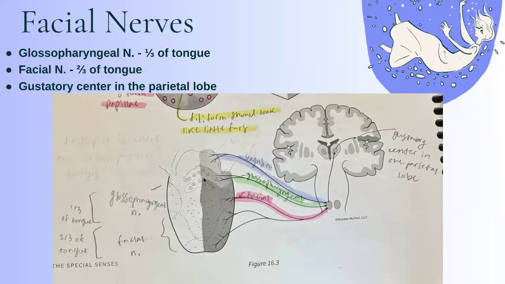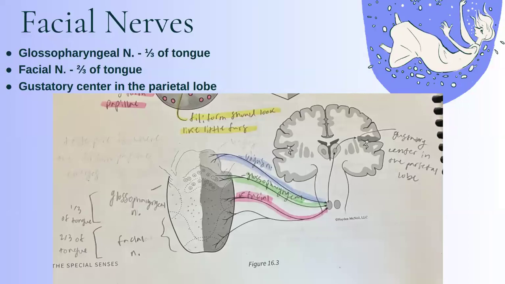The glossopharyngeal nerve is also responsible for 1/3 of the tongue. So 1/3 of this region over here, the back region, while the facial nerve is going to be responsible for the other 2/3 of the tongue, and it's closer to the tip of your tongue. And you can see it over here in pink.